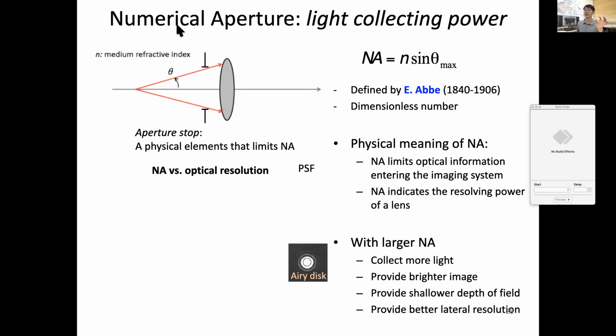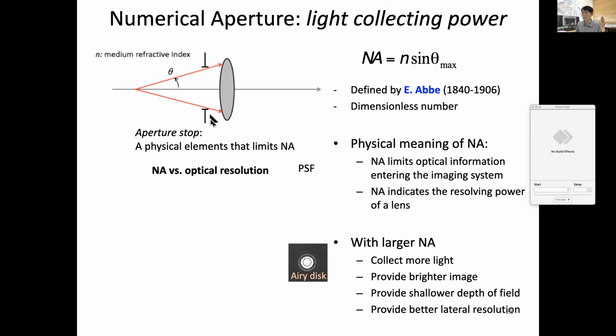I'm not sure why he put the numerical, but it's not just the absolute aperture size, but this ratio and that angle really do matter. Or maybe there's a refractive index n. Maybe this n comes from here. I don't know. But anyway, this is very important. And if you look at it, it's dimensionless because the refractive index is a ratio, non-dimensional, and sine theta is non-dimensional. So then what's the important thing we have to understand for getting high resolution?